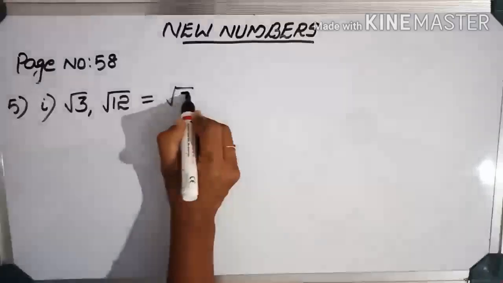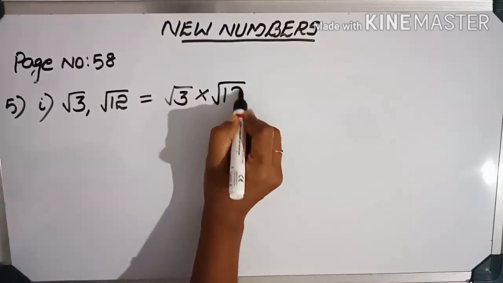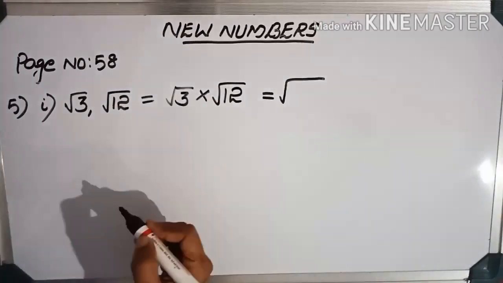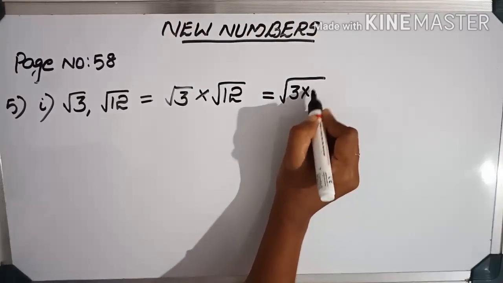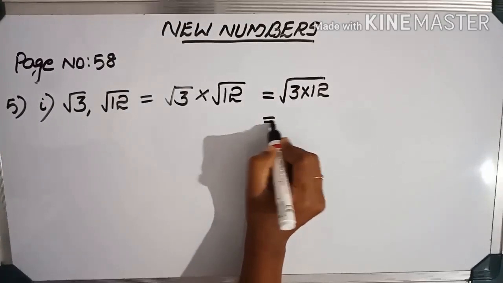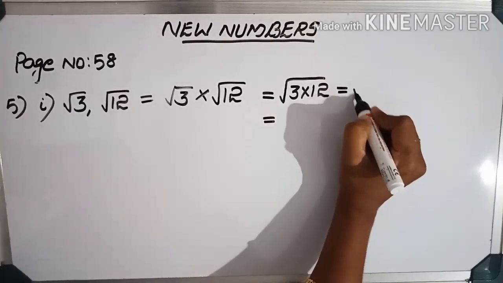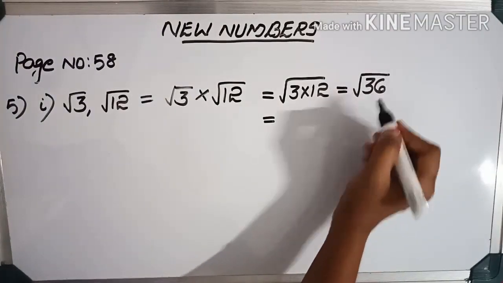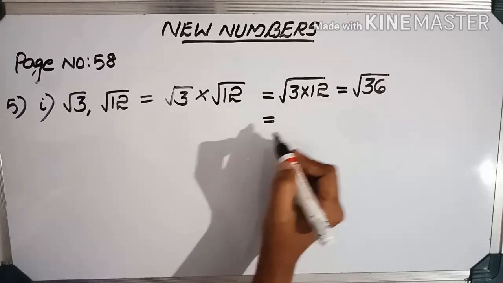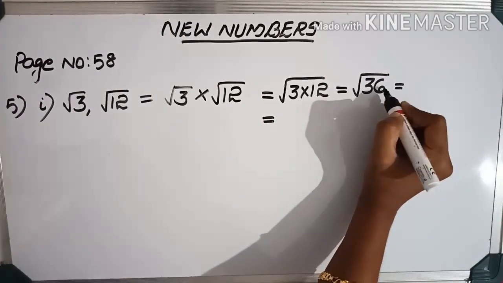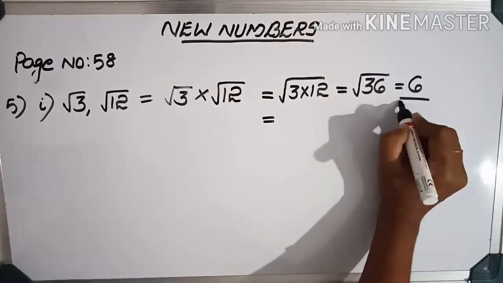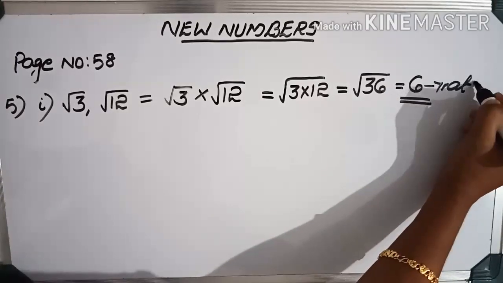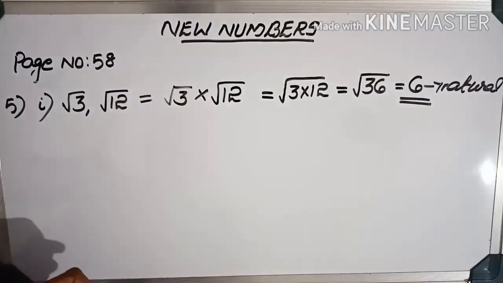So root 3 into root 12 product. Okay, as I told you, product means both are different numbers, so you can use the whole bracket. Root of 3 into 12. Like this you can write. What is 3 into 12? 12 into 3 is 36. Okay, root of 36. What is the root value of 36? We know the value. 6 6s are what? 36. Okay, so root 36 is 6. So 6 is which number? 6 is a natural number. Okay, so first answer is product is a natural number.